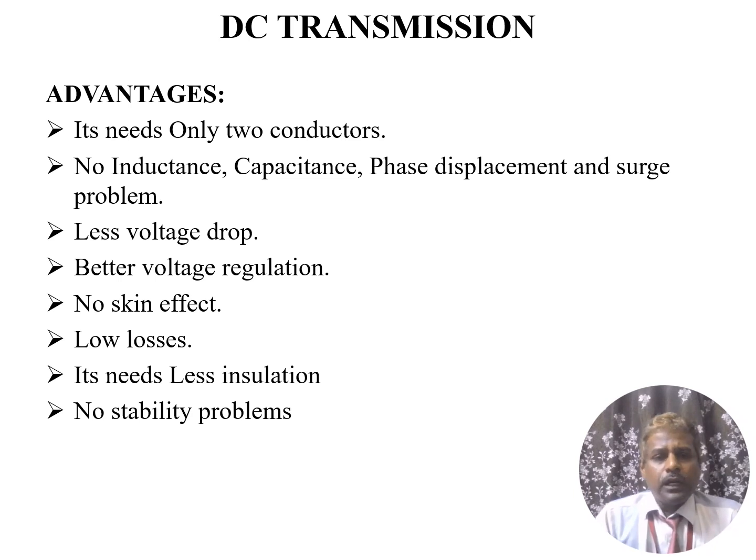And the voltage regulation is improved compared to the AC transmission, because the losses are very less and the voltage drop is also very less. One more advantage is that there is no skin effect. If you allow AC current in the transmission line, AC current only concentrates on the outer surface of the conductors. So no current flows in the inner part of the conductors, that is called skin effect. The skin effect is not present in DC transmission because there is no inductance in DC transmission. And losses are very less because only I squared R losses are present.